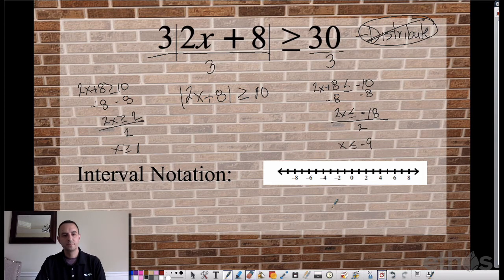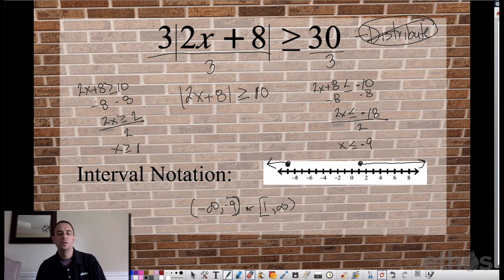So we'll graph this. So x is greater than or equal to 1 is right here, and x is less than or equal to negative 9 is right here. Fill in both my circles. And we've got our graph. All right, go ahead and choose the correct interval notation from the multiple choice question. All right, so you guys can see that it was negative infinity to negative 9, and then we jump over here to 1 all the way on to infinity.